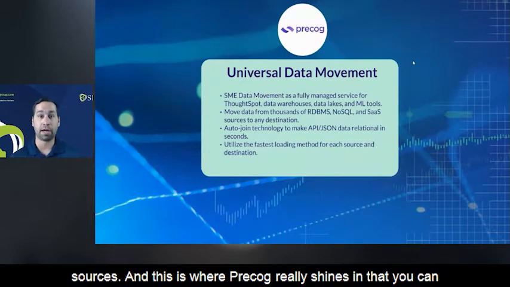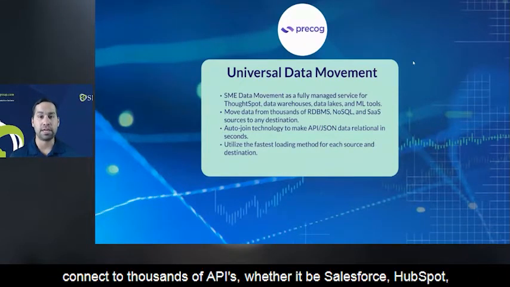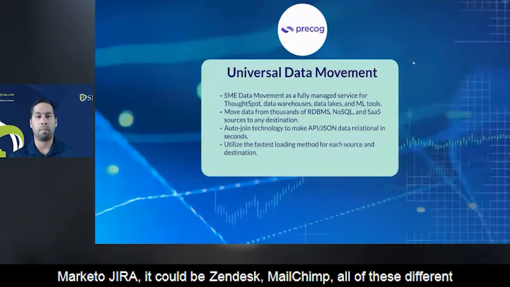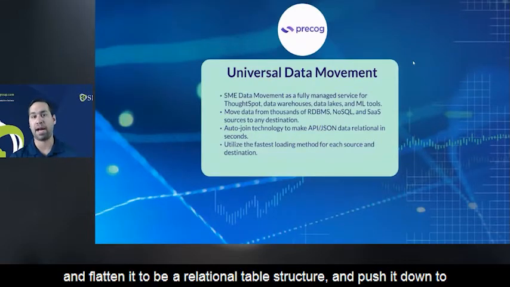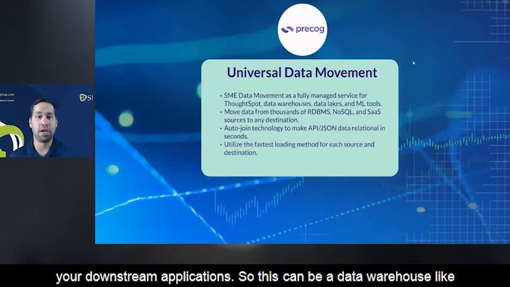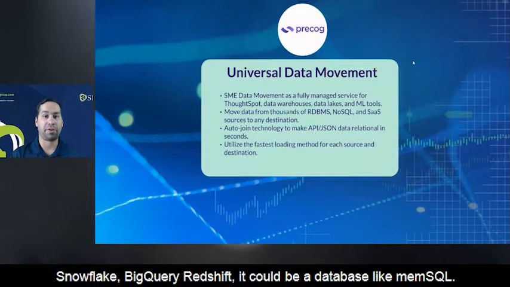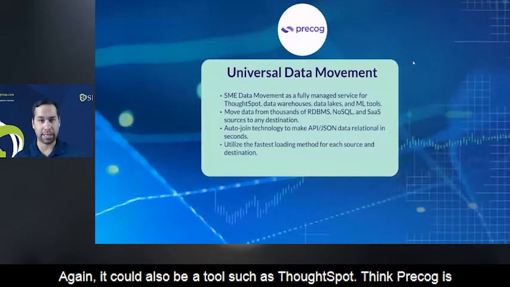This is where Precog really shines, in that you can connect to thousands of APIs, whether it be Salesforce, HubSpot, Marketo, Jira, Zendesk, or MailChimp. You're able to quickly connect to all of these platforms, take that API data, flatten it into a relational table structure, and push it down to your downstream applications. This can be a data warehouse like Snowflake, BigQuery, or Redshift. It could be a database like MemSQL again. It could also be a tool such as ThoughtSpot.